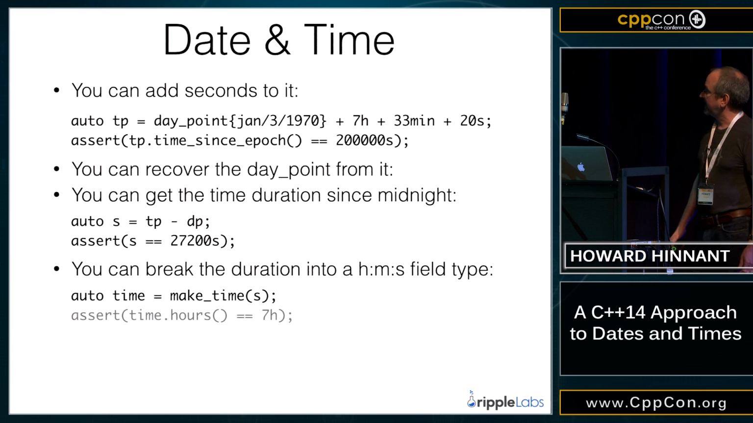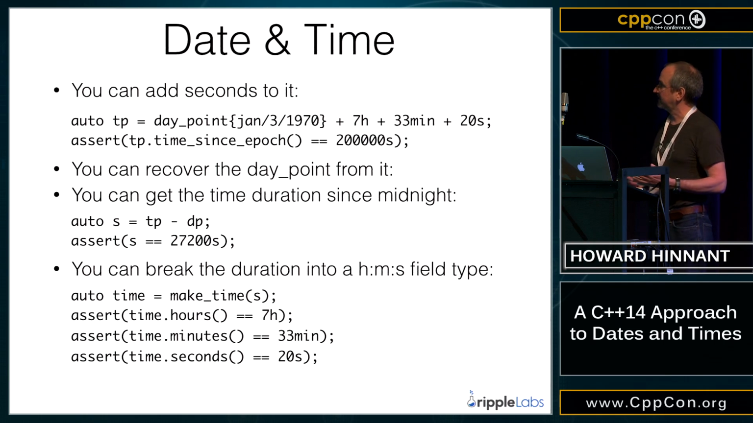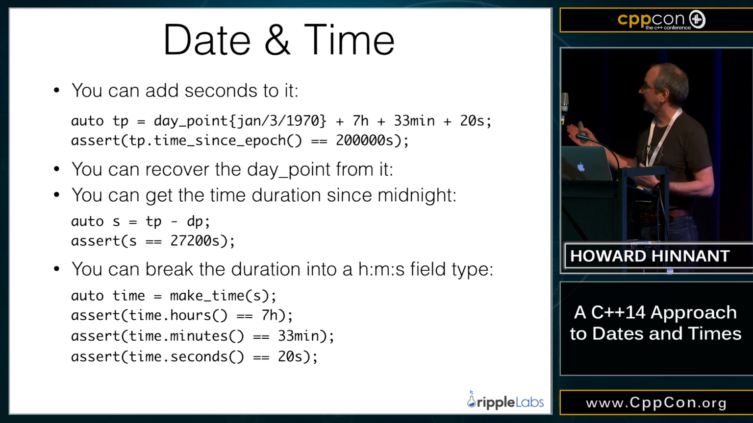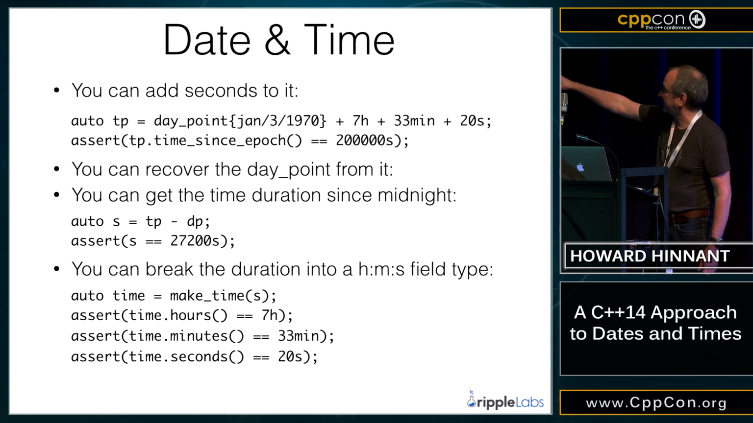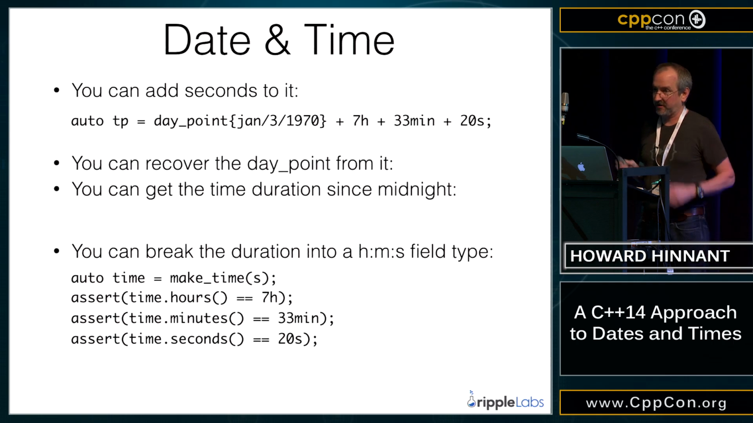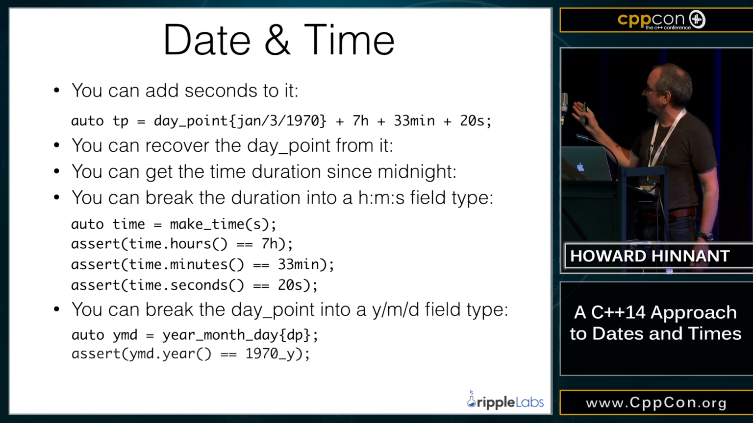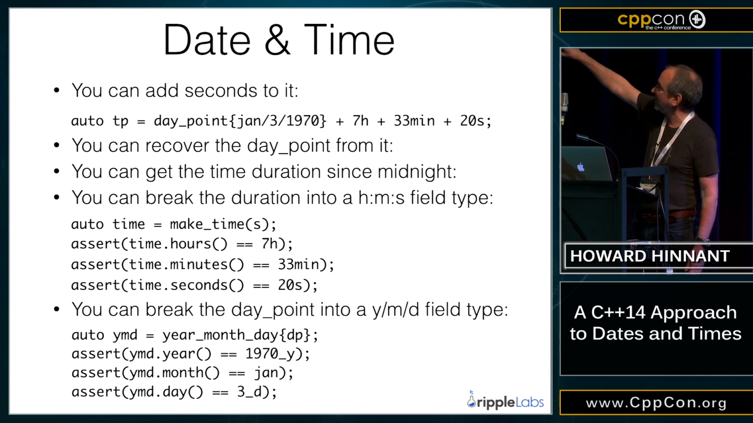There's a factory function called make_time. It'll take any duration you have, whether it's nanoseconds, seconds, hours, what have you, and it'll break it down into a field type, in this case, hours, minutes, seconds. So I take my difference, send it through make_time, I get the structure out. Now I've got field observers for my hours, minutes, seconds. Lo and behold, I've got 7 hours, 33 minutes, 20 seconds, just like I had up at the start. We still haven't recovered our year, month, day, but you already know how to do that. You take the day_point, you convert it to a year_month_day object, and now I've recovered my 3 fields for the day. So I've gone full circle, almost all on one slide.